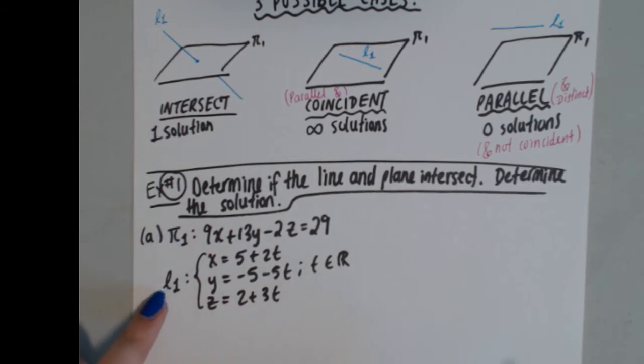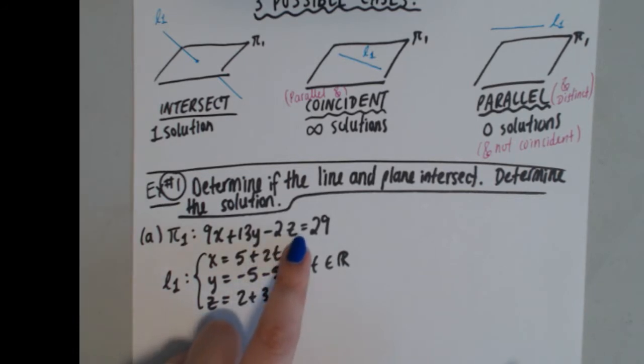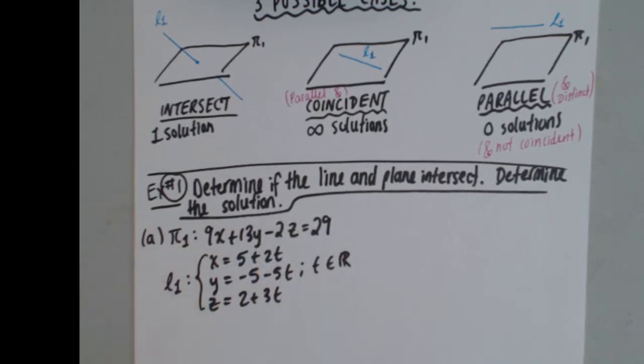And I know that the x values on the line are represented with this parametric equation, 5 plus 2t. So what I'm going to do is stick that in for x, and I'm going to stick y equal to negative 5 minus 5t in for y, and 2 plus 3t in for z. And if I can come up with some t value that makes left side equal right side, that means I have found a point of intersection.